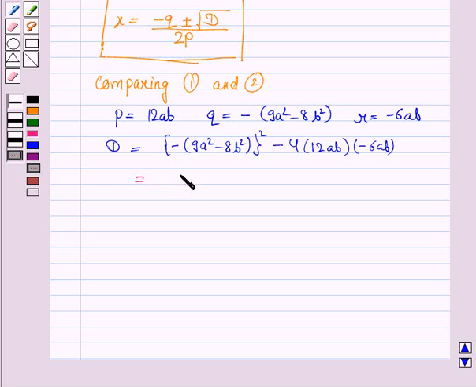Now this becomes (9a² - 8b²)² because (-1)² is 1, and this becomes plus 12 × 6 = 72, 72 × 4 = 288. ab × ab = a² b², and since we have negative sign with 6 and 4, when we multiply, negative becomes positive.